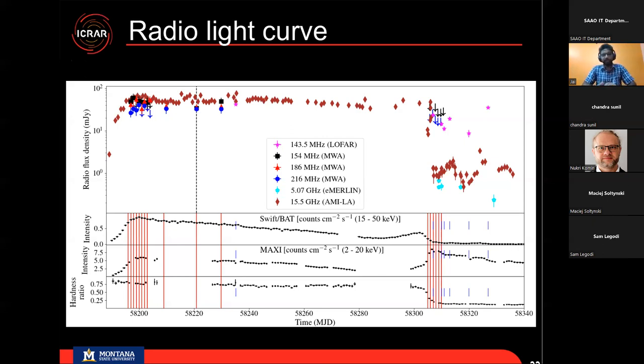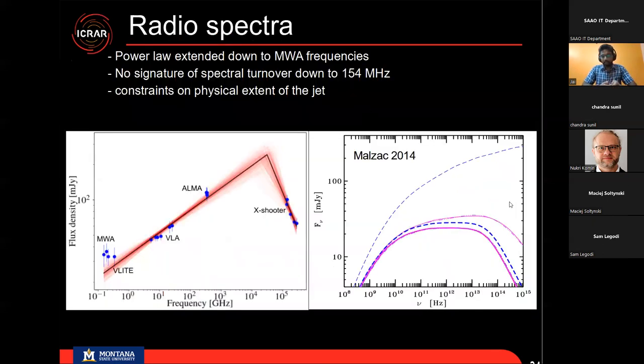Now, there are various theoretical models which suggested that there is a turnover at low frequencies. Can you please go to the next slide? On the right-hand side, you can see this is a model given by Malzac. According to them, there are collisions between the plasma blobs as a compact jet is progressing. And at low frequency, at around 1 gigahertz, you can have a signature of a turnover. And this turnover suggests when these compact jets are dumping their energy into the environment.